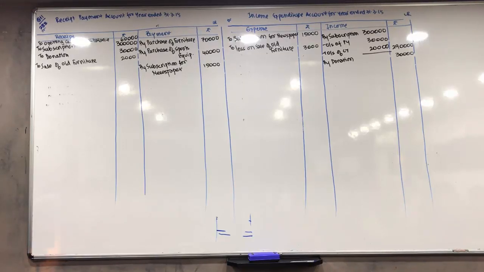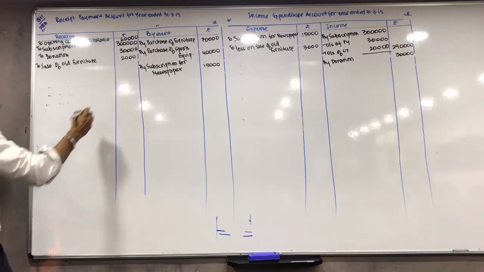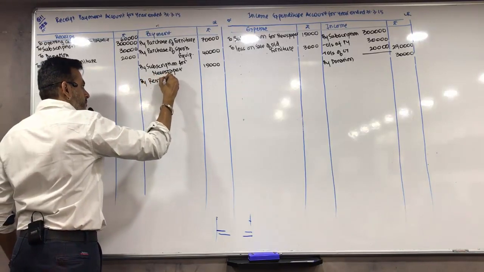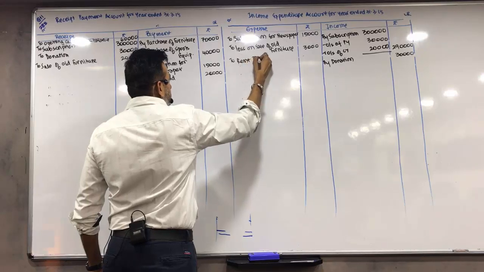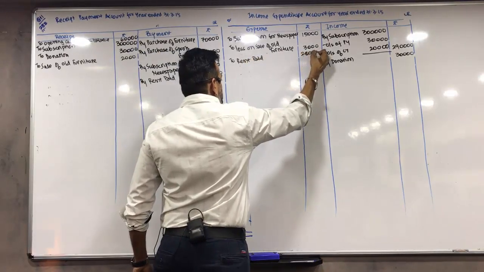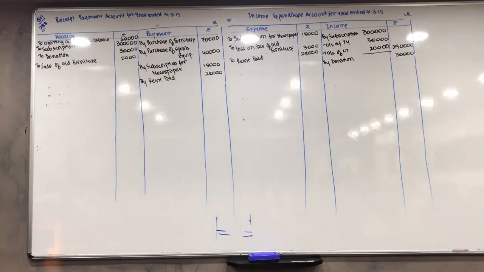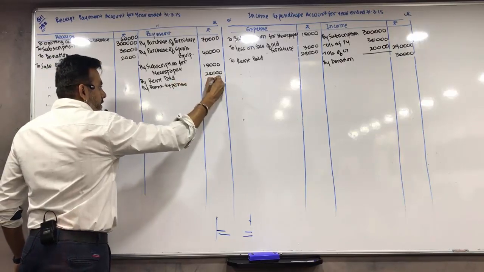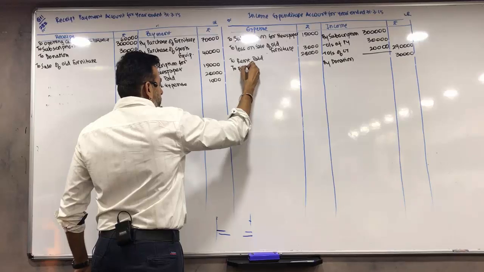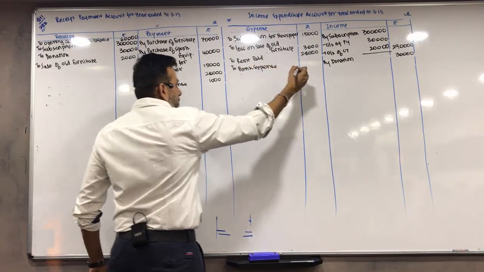Then rent paid 28,000 payment. Also our expense, to rent paid 28,000. Bank expense 1,000. By bank expense payment 1,000, to bank expense 1,000.